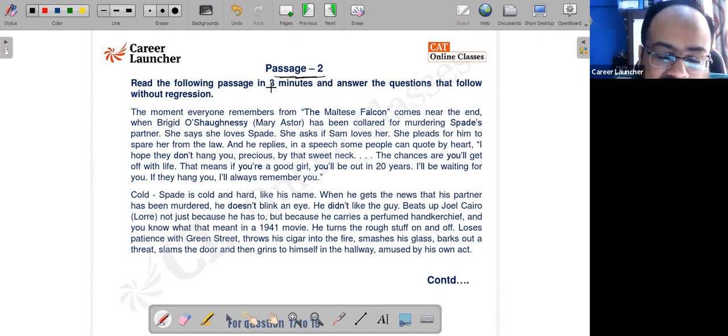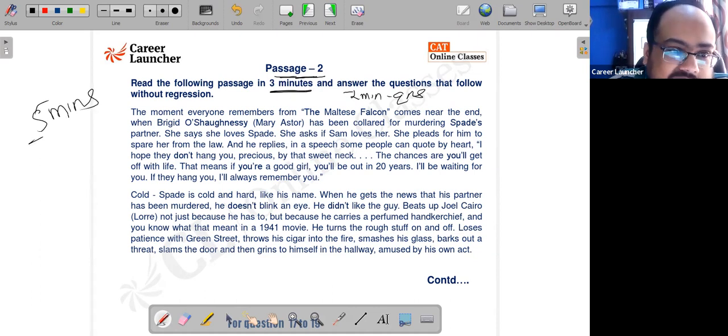If this passage were to be asked in the exam, you would have had around 3 minutes to read the passage and another 2 minutes to answer the questions. So what I wanted to do is take exactly 5 minutes from when I ask you to start. Read the passage in 3 minutes and try to answer the questions as far as possible without regression.